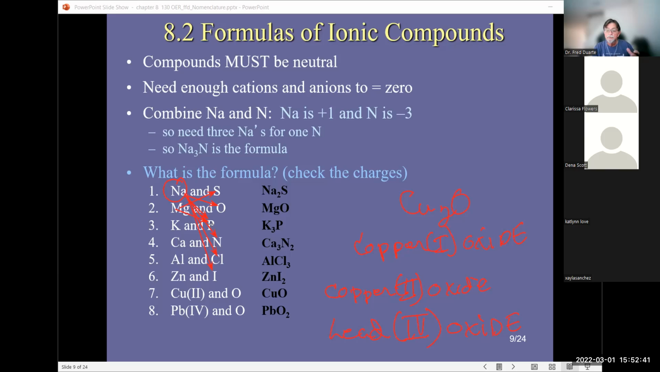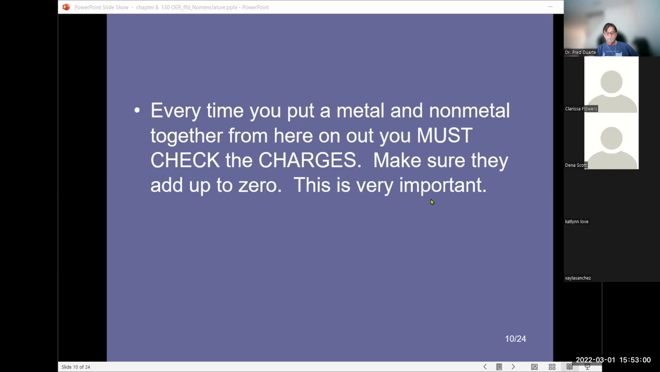And that includes, we're going to talk about the polyatomic ions from the polyatomic table. Okay. Now we're giving you a lot of examples, but it doesn't come near to what's out there in the world, so to speak. Tons of chemical compounds. All right, so with respect to this, it's important that you check the charges every time you put together a metal and a non-metal. Okay.